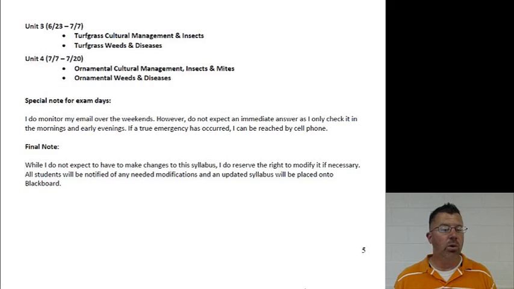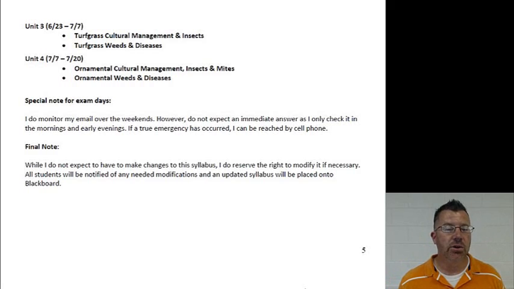And final note, while I do not expect to have to make changes to this syllabus, I do reserve the right to modify it if necessary. All students will be notified of any needed modifications, and an updated syllabus will be placed onto Blackboard.